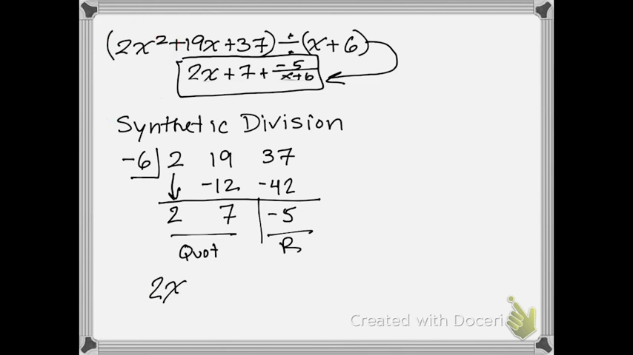The last number in the column is always the remainder. And again, we can write that as remainder negative 5 or plus negative 5 over the divisor. And we see that I get the same results as I did with the other method of division. So that's synthetic division.